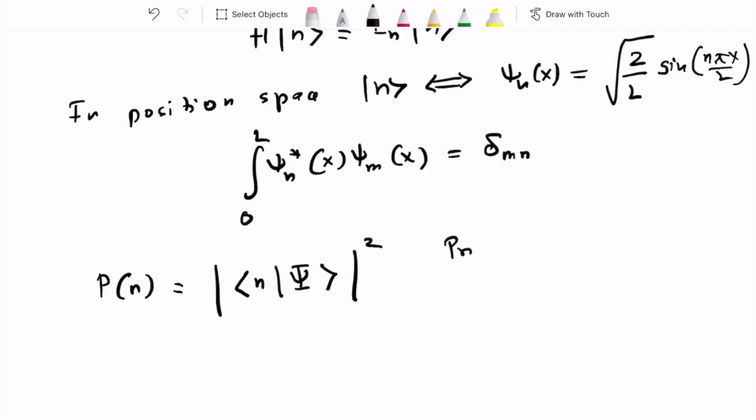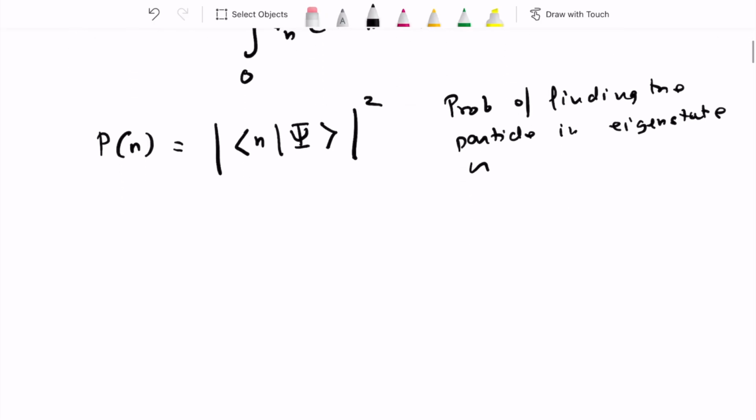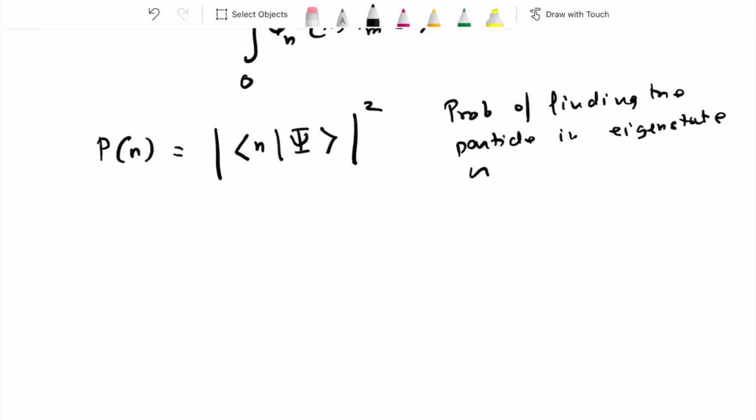So this will give you the probability of finding the particle in eigenstate n and measuring the energy. If you find it in eigenstate n, you will measure the energy En. Right? All right. So how do we evaluate this? Let's evaluate this in position space, because that's the one space that we're quite familiar with.